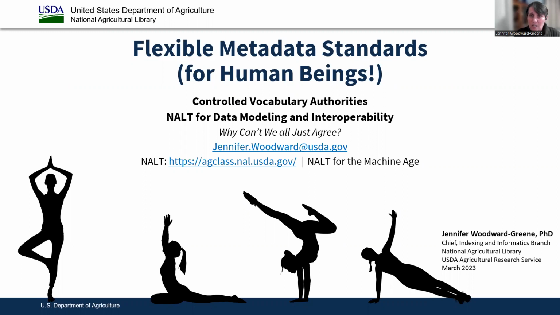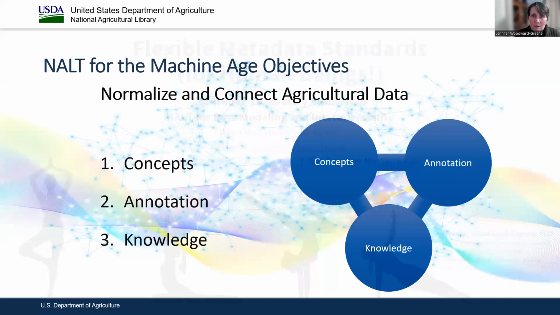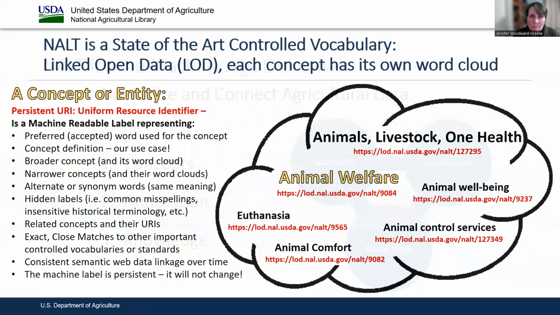The NALT for the Machine Age Initiative focus is on researching semantic interoperability and innovation for agricultural data knowledge and discovery, while allowing for the human need to, quote, "do things my way," and the well-documented history of difficulty in agreeing on metadata standards. NALT for the Machine Age goals are to normalize and connect agricultural data by developing machine-readable data for interoperable, high-quality agricultural concepts, annotations, and knowledge. Linked open data for the semantic web.